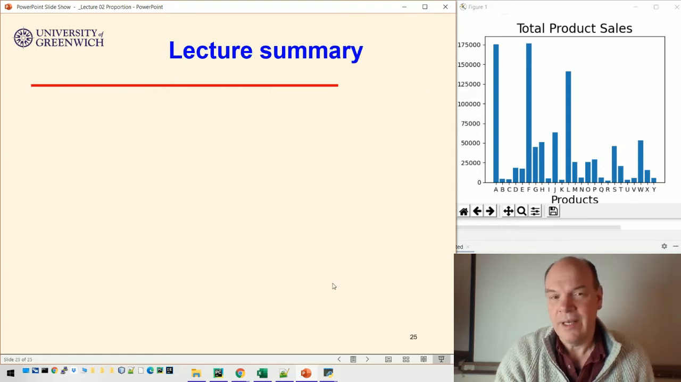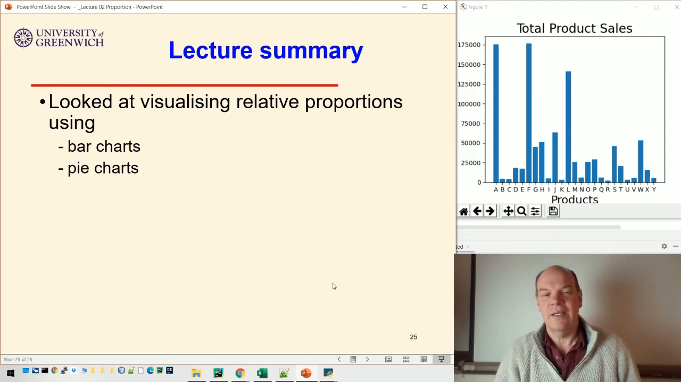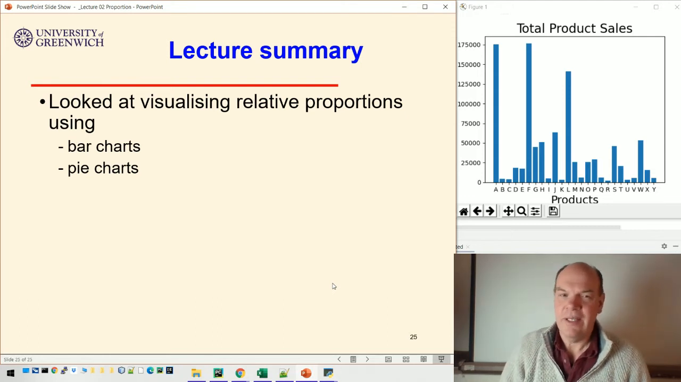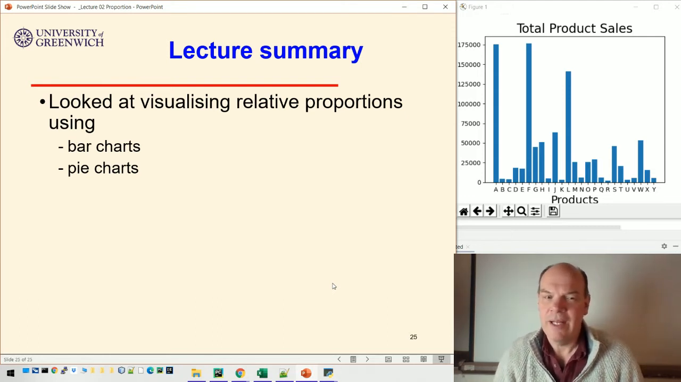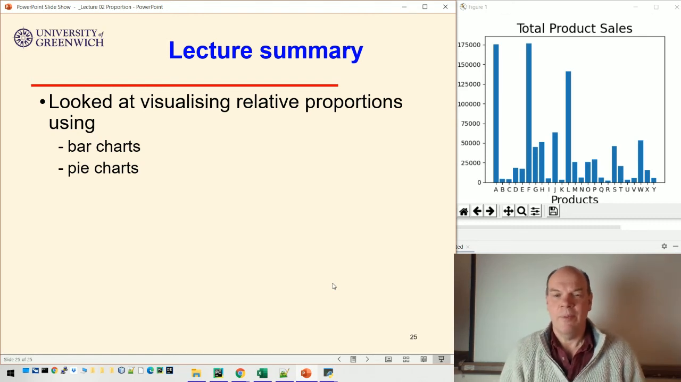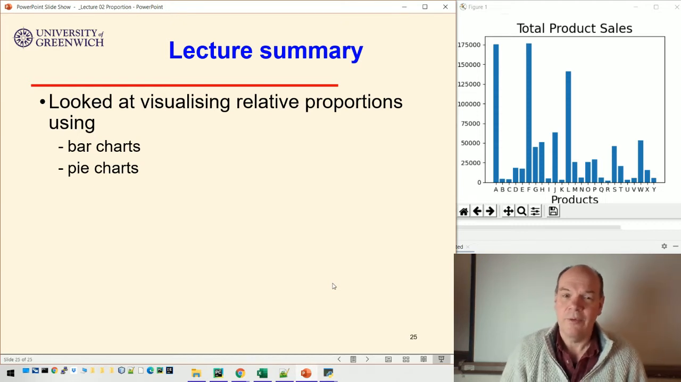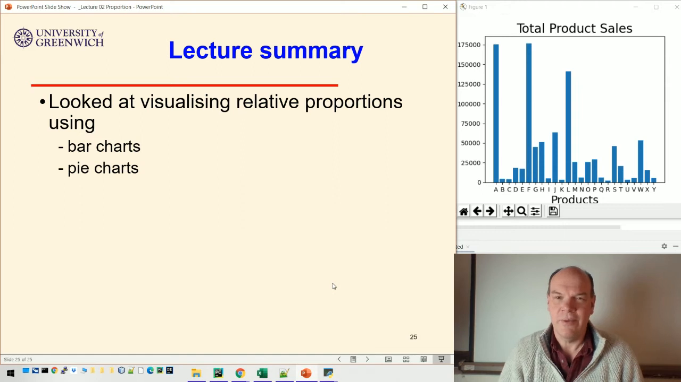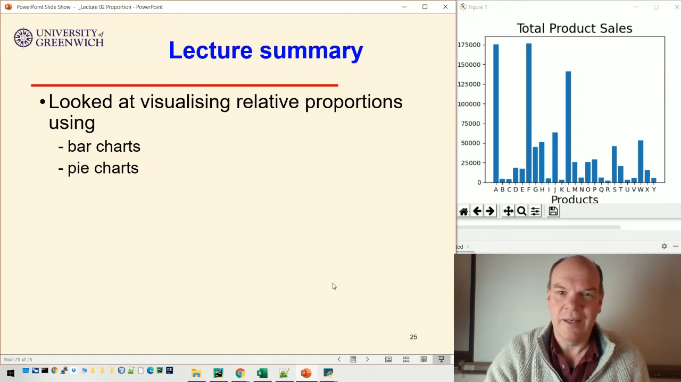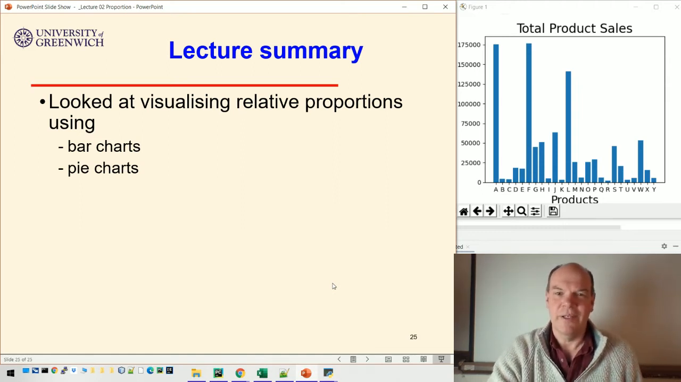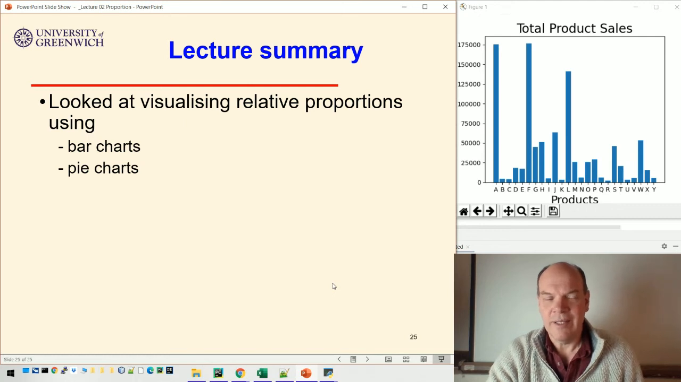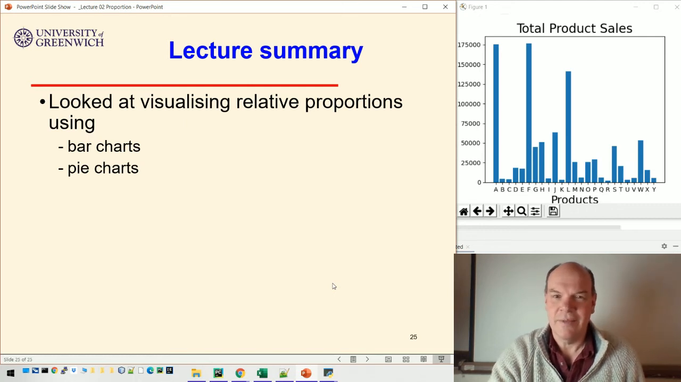Okay, the lecture summary, however, what we've seen is we've been focusing in this lecture on visualizing relative proportions. So what's the proportion of one thing compared to another? And the main tool we've used for doing that is bar charts. You can also see the same information in pie charts, but they're really not very popular in data science and visualization because they're not so good at helping us to compare things. And ultimately, if you're visualizing something, it's really to help understanding it. If it doesn't do that, then don't use it.